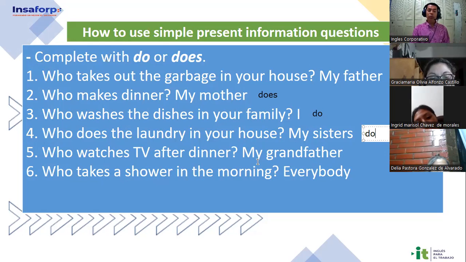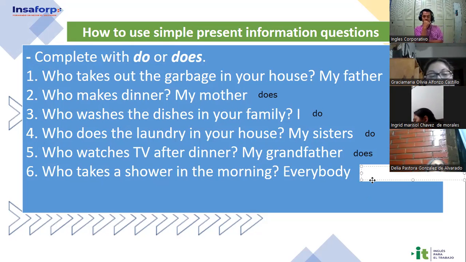Who watches TV after dinner? My grandfather. Does. Good. Who takes a shower in the morning? Everybody do or everybody does? What do you think, class? Everybody, teacher, what's the meaning? Todos. It's like the chiste de Pepito. It's plural, but it's representing one. Ah, okay. Everybody does, right.